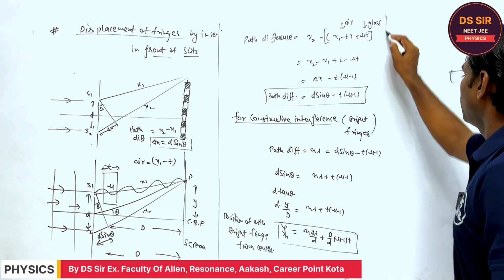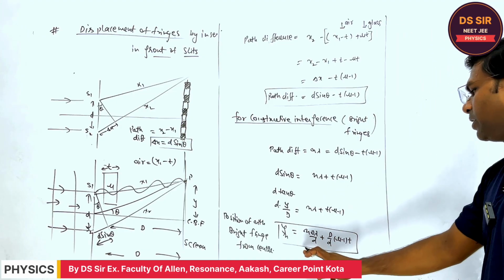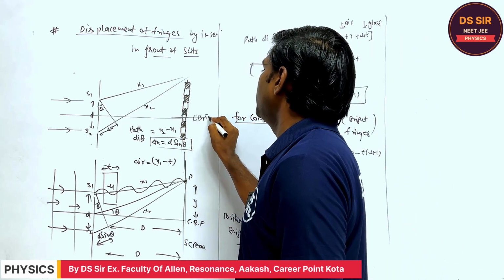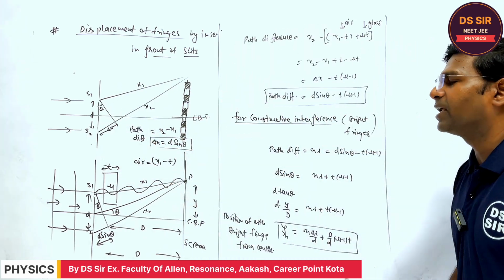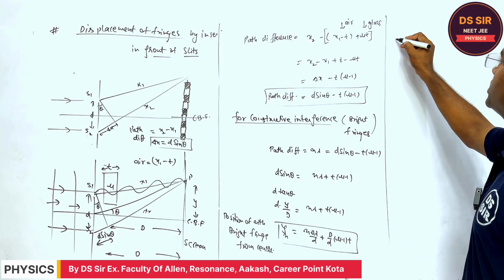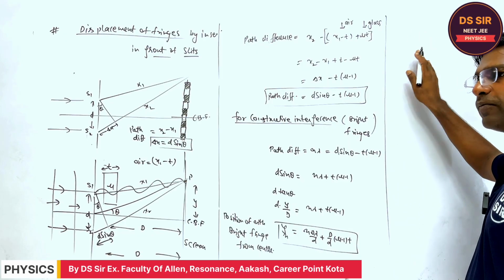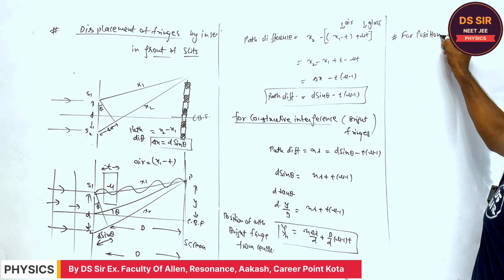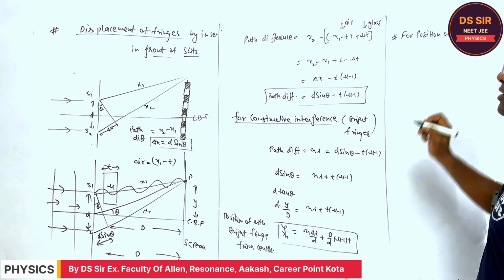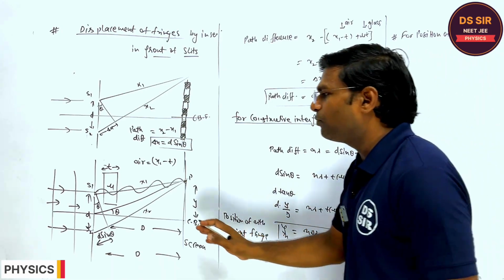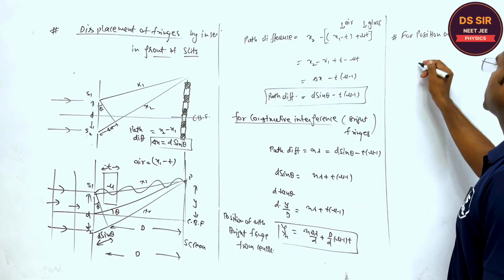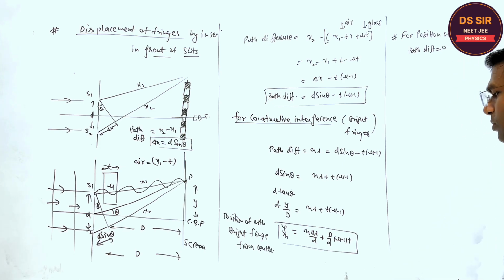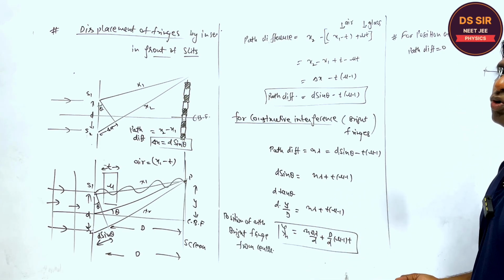Copy this. Listen one more thing. Where n is equal to 0, this is the central bright fringe, the CBF initially, before inserting any glass slab. First, the position of the central bright fringe. What is the condition of the central bright fringe? The condition is that the path difference must be equal to 0. Are you getting it or not? Or you can say n is equal to 0.